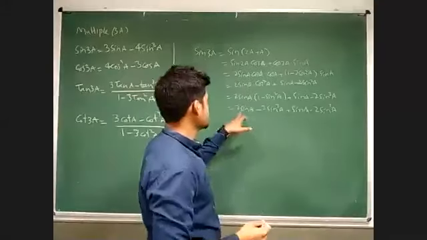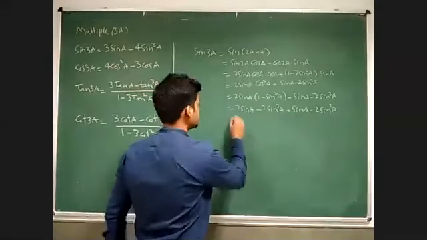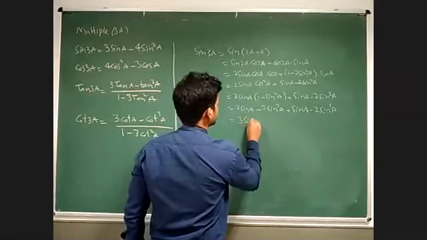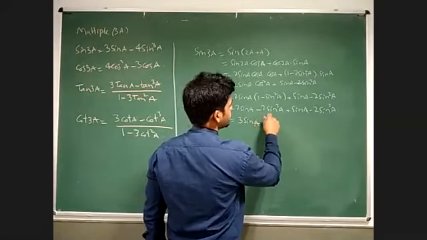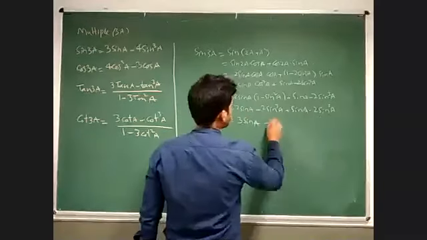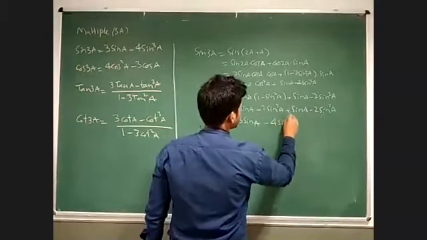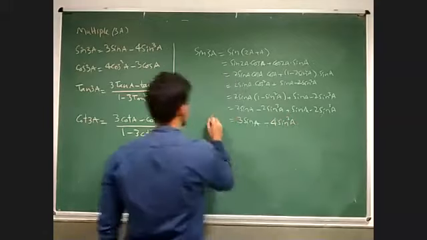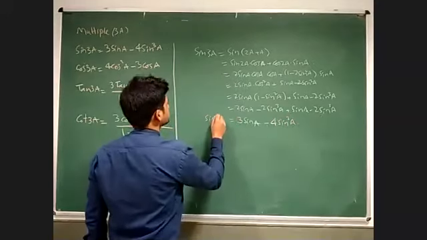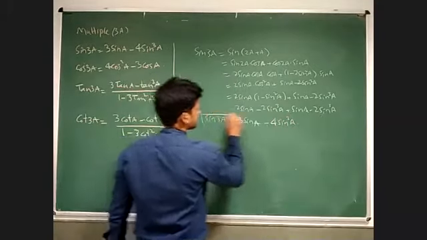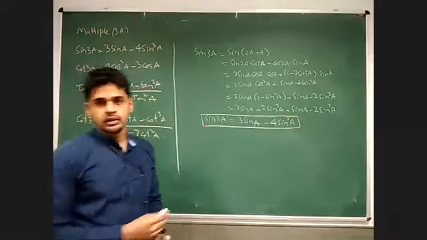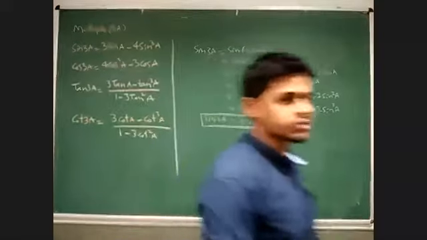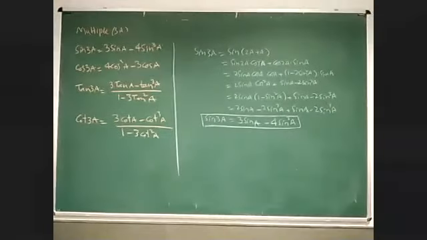Okay, just see, 2 sin A plus sin A, this will be 3 sin A, and here 2 sin cube A and 2 sin cube A, that will be 4 sin cube A. So here I just found sin 3A. Boys, understood how we derive this thing?